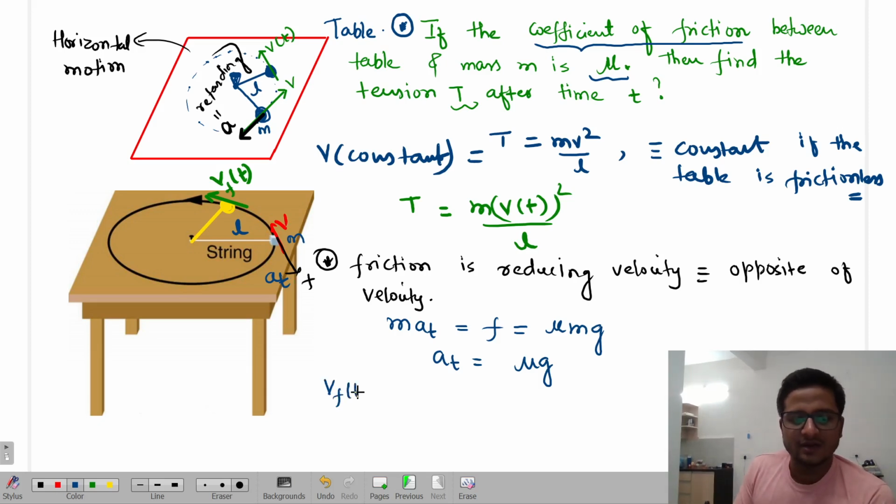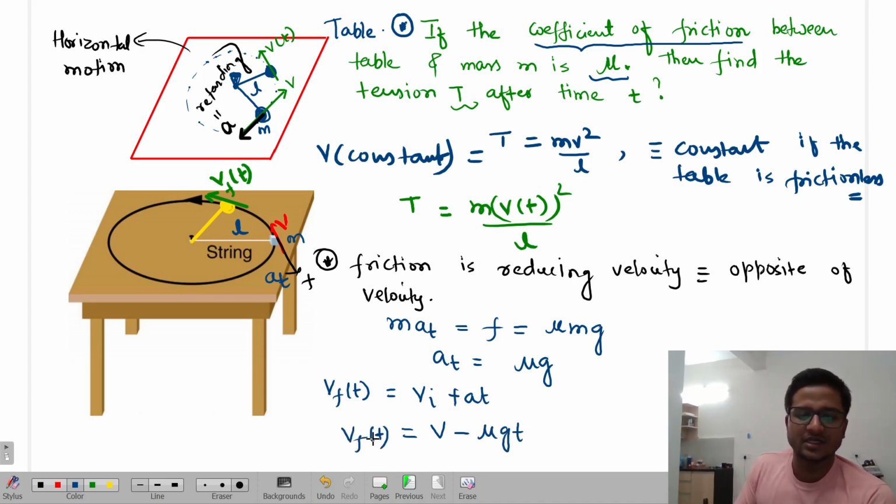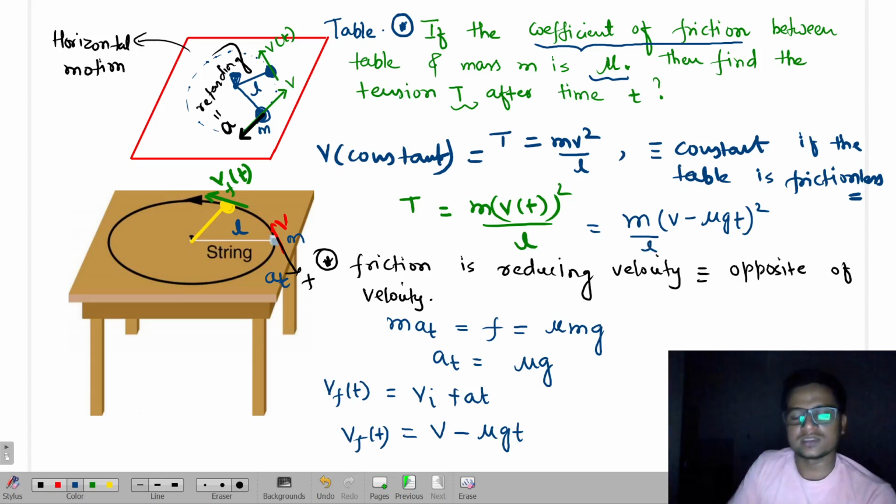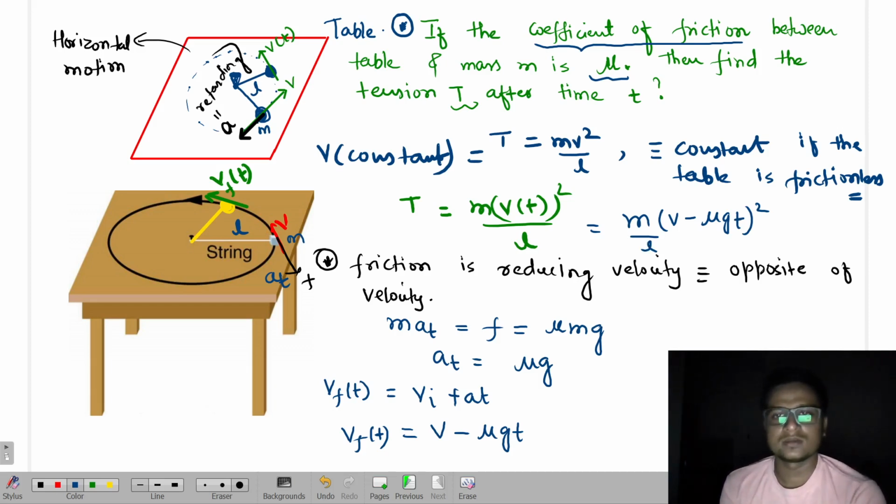Then v final after time t is nothing but v initial plus acceleration into time t, or not. So v initial is v, acceleration is in opposite direction, so minus, and that is mu g into time t. This is my final velocity. So tension becomes m into (v minus mu g t) whole square divided by length L. Are you able to get me? Is this clear?